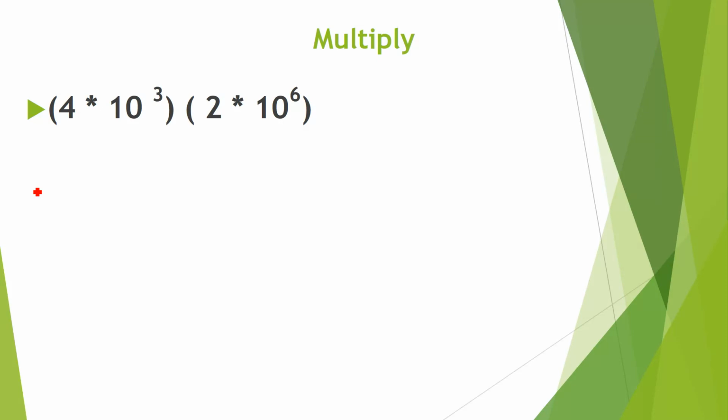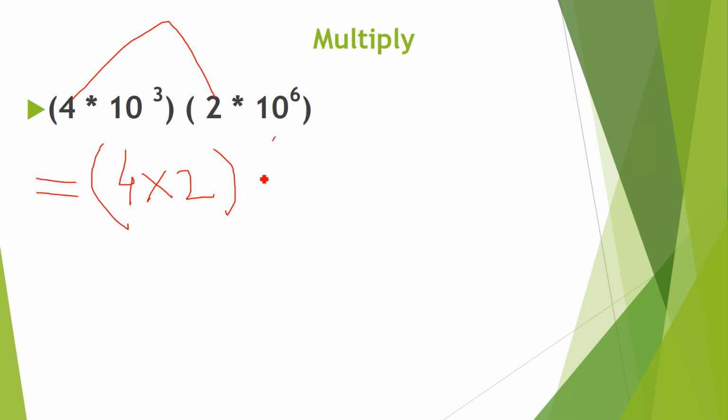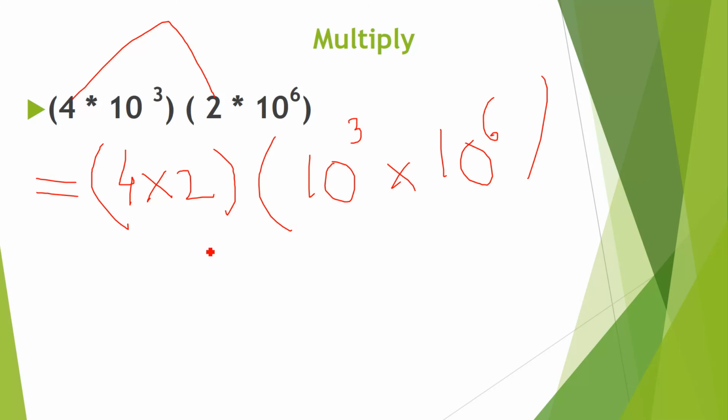One more question I will solve for you. So again, see, 4 and 2, we will make the group. Now you can solve these types of questions directly. 4 times 2 is 8 and 10 raised to power 9. See, when I solve it, you will get the same answer. 10 raised to power 3 and 10 raised to power 6. We will make the group.